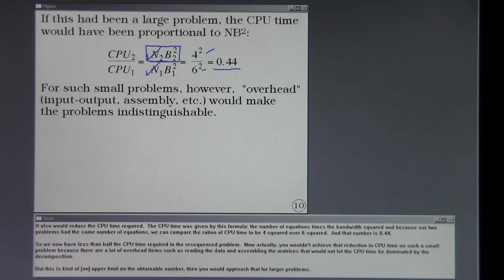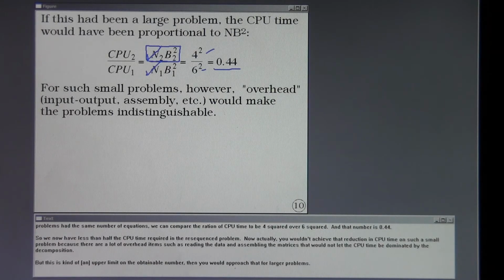Now, actually, you wouldn't achieve that reduction in CPU time on such a small problem because there are a lot of overhead items such as reading the data and assembling the matrices that would not let the CPU time be dominated by the decomposition. But this is kind of an upper limit on the obtainable number, then you would approach that for larger problems.